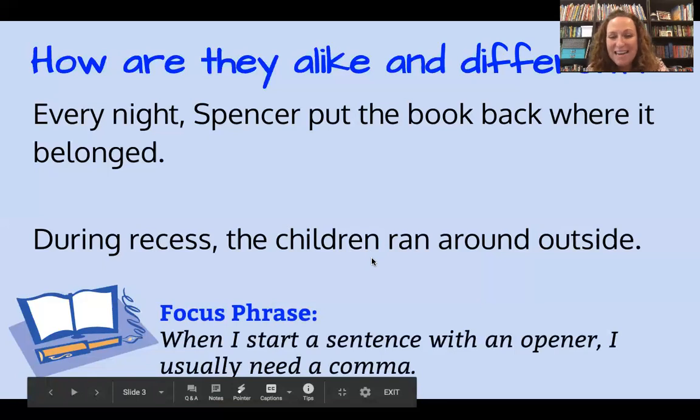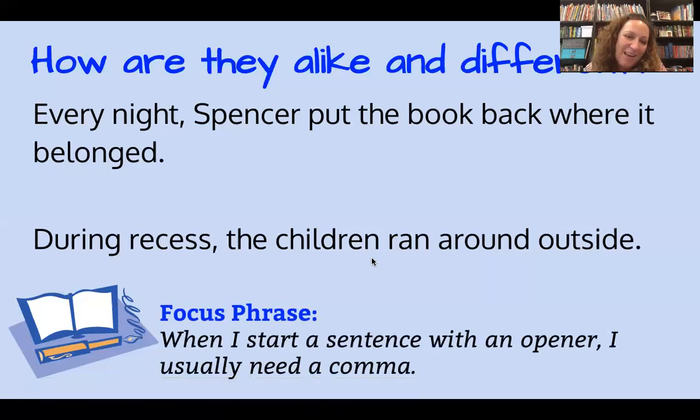So as you're reading your own books and you're writing your own writing, pay attention to the commas writers use and think about how they use their commas and why they use them. And the next time we get together, we will write our own sentence using an opener.